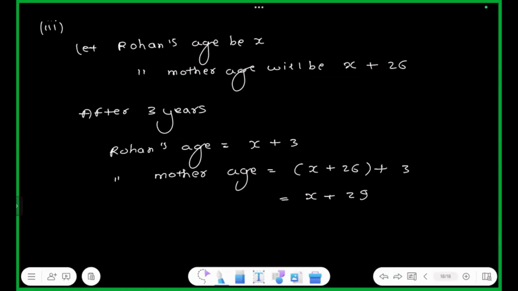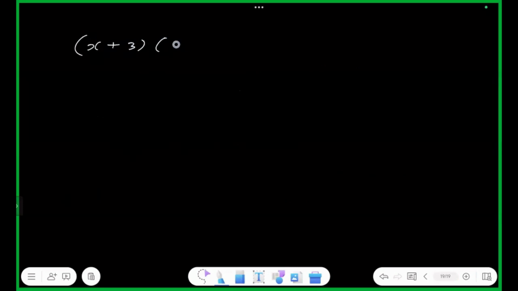Now see, it is given to us that the product of the ages after 3 years will be 360. So x plus 3 multiplied by x plus 29 will equal 360. This is the son's age and this is his mother's age. When we multiply both ages, we get 360. Understood?